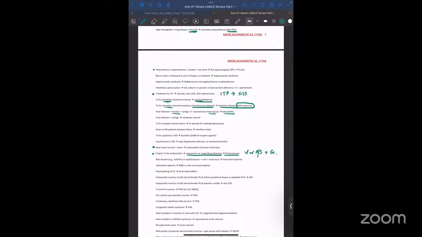Then beta-lactam, nafcillin or cephalosporin plus rash plus renal issue is AIN, acute interstitial nephritis. Interstitial nephritis will also have WBCs in the urine, which are eosinophils. Yes. Fixed splitting of S2 is ASD. Holosystolic murmur at the left sternal border plus either parasternal heave or palpable thrill is VSD.